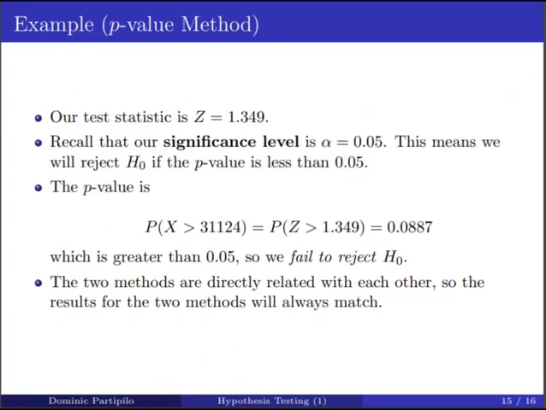Now let's do that same example using the p-value method. Remember when we calculated our test statistic, we came up with z equal to 1.349. And remember our significance level was 0.05, so if our p-value is less than 0.05, then we're going to reject the null hypothesis. The p-value is the probability that we observe a result as extreme or more extreme if the null hypothesis was actually true. That probability is 0.0887, and that's greater than 0.05. So we fail to reject the null hypothesis, which we would expect because that's the result we got from the critical value method. We're always going to get the same result for both methods.